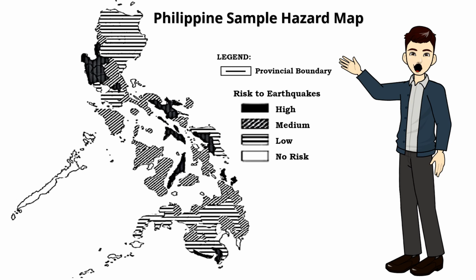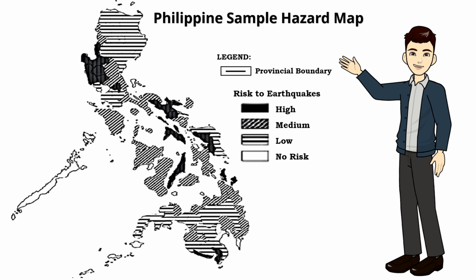I'll show you an example of a hazard map. This picture is the Philippine map. A hazard map must include a legend or symbols to describe the risk of certain provinces in the Philippines towards earthquakes, landslides, volcanic eruption, and risk to tsunamis. Lines represent the boundary between provinces.